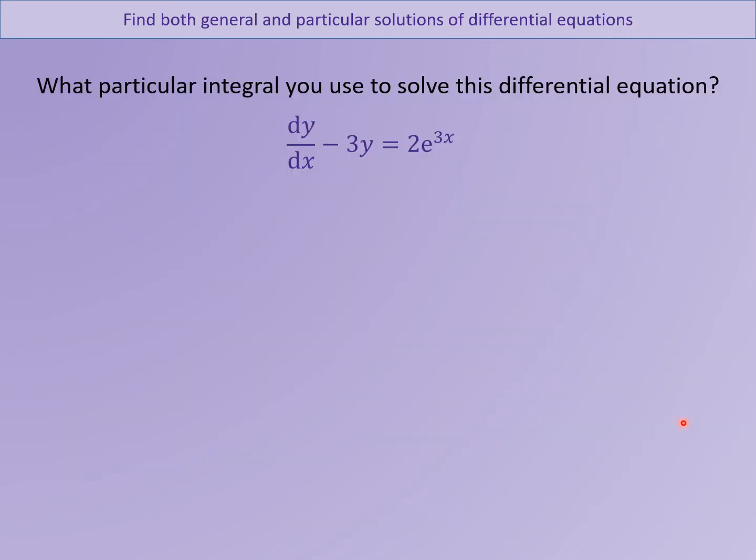Okay, so I'd like you just to have a go at that then. What's a particular integral? Look back at your notes and have a go. Be a bit mean, but just try it.